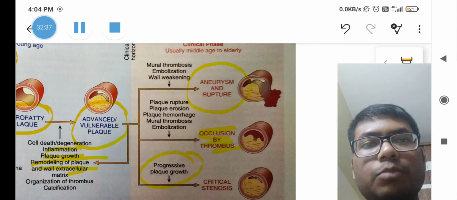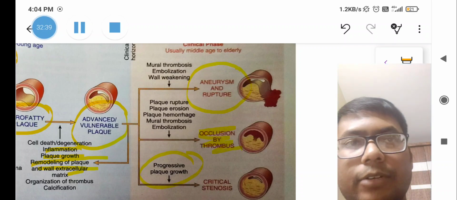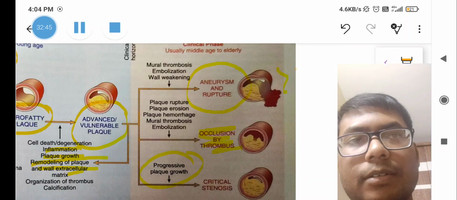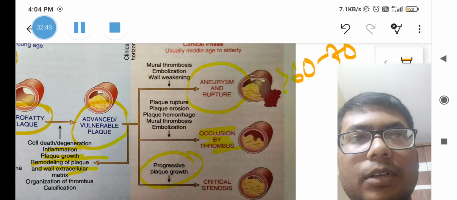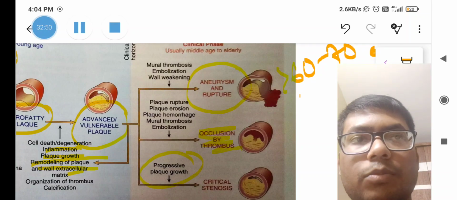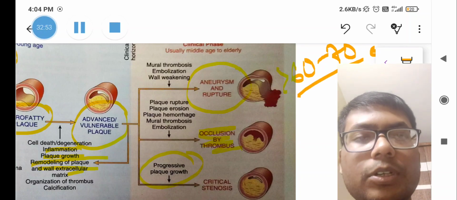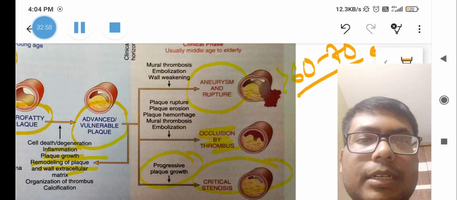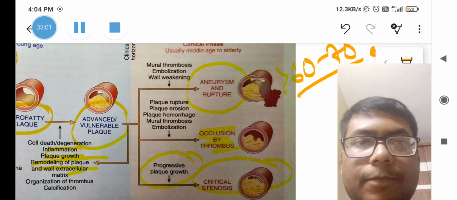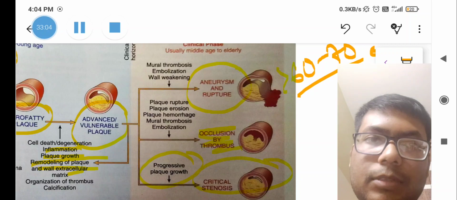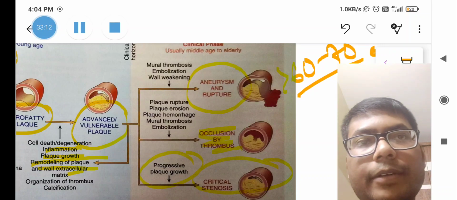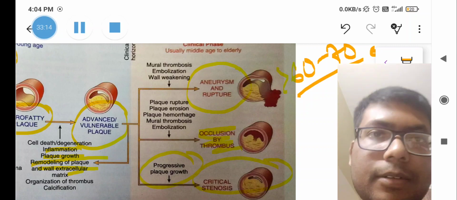Plaque progresses more and more, and there is critical stenosis of the blood vessel. When there is critical stenosis, more than 60 to 70% of the blood vessel is blocked. That is called the critical stenosis. And when there is critical stenosis, very little blood goes to the cardiac muscles. There is coronary vascular compromise, and that causes heart attack.